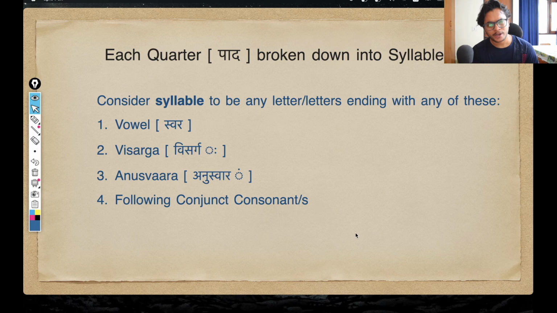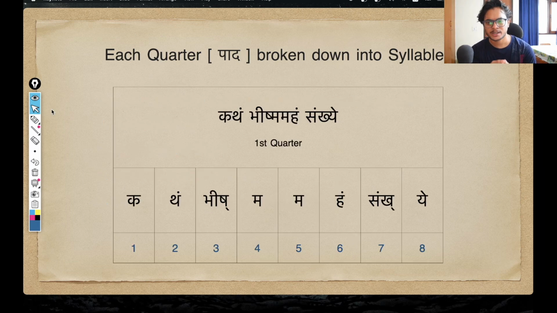And again, if you are not understanding it completely, when we apply it, you will understand it better. So this is the first pada, the first quarter. Katham Bhishma Maham Sankhya. And now we are going to divide each quarter, each pada, into syllables.